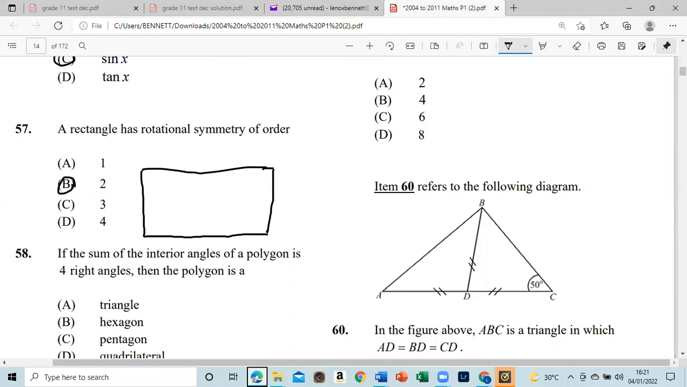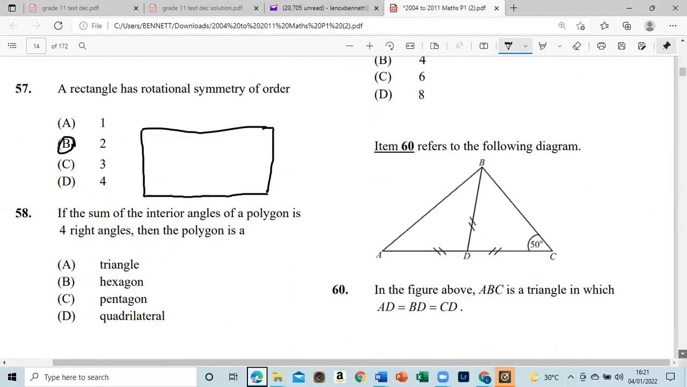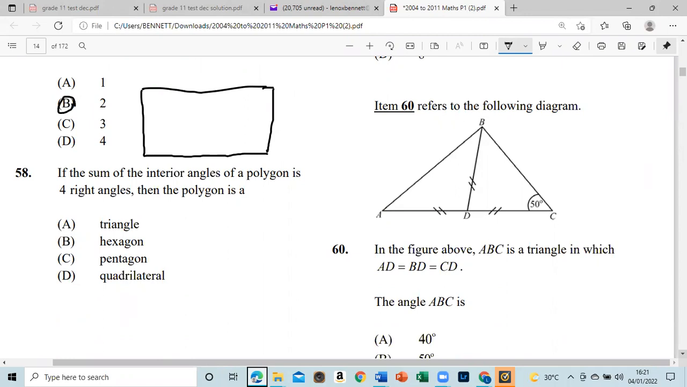I was not taught that in grade 7. Too many things to learn.